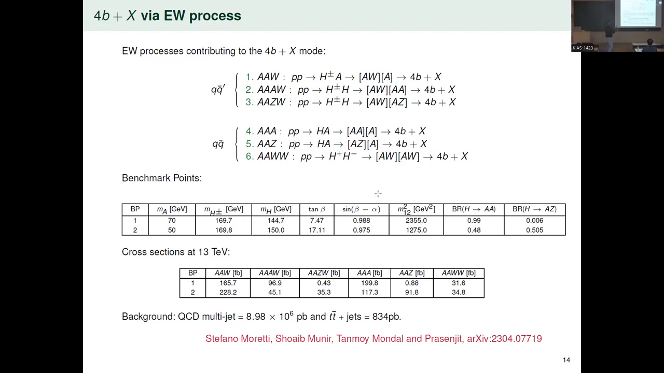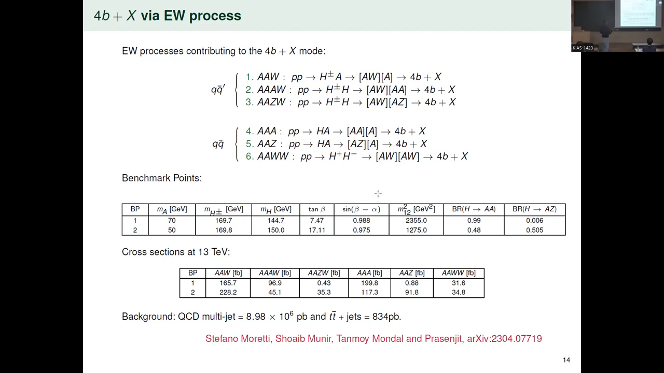Okay, so let's talk about the dynamics of the topology of the signal. For the AAW mode, one pseudoscalar is the prompt pseudoscalar and another pseudoscalar is coming from the decay of the charged Higgs, so this pseudoscalar is non-prompt. These two pseudoscalars can decay into b bbar, so we have the 4b final state. And the W boson can decay inclusively, with X coming from the W boson. The majority content is the jets from the W boson.